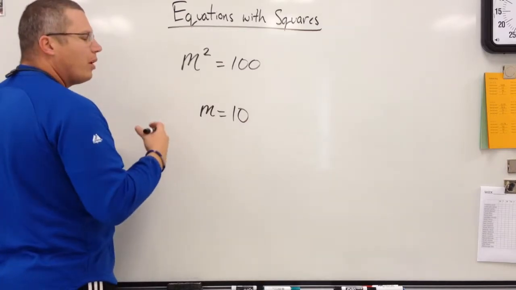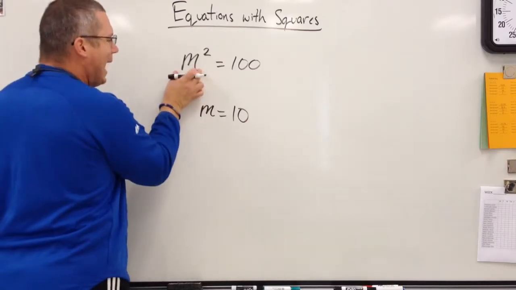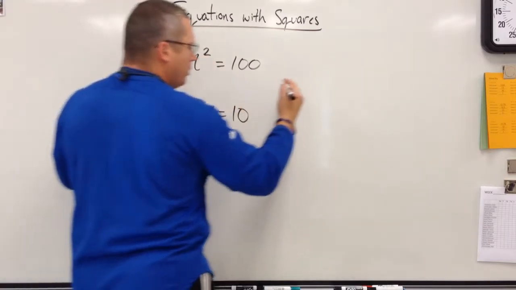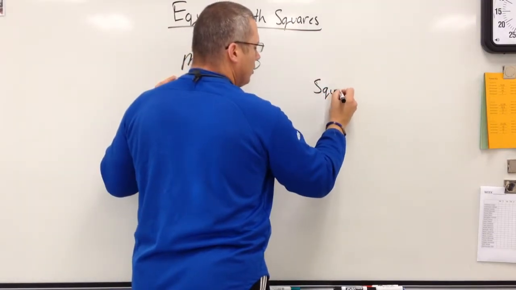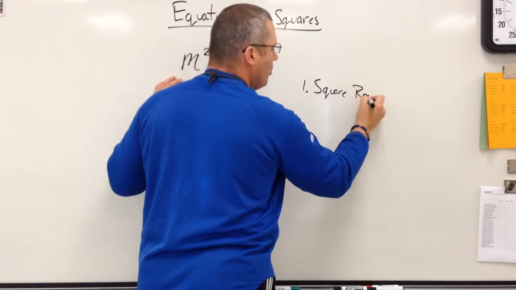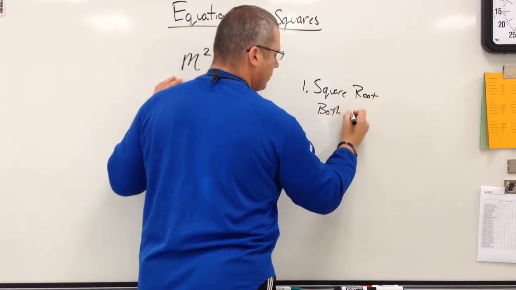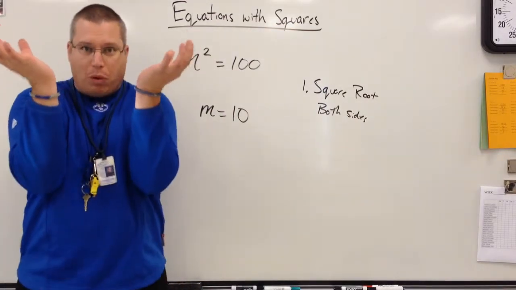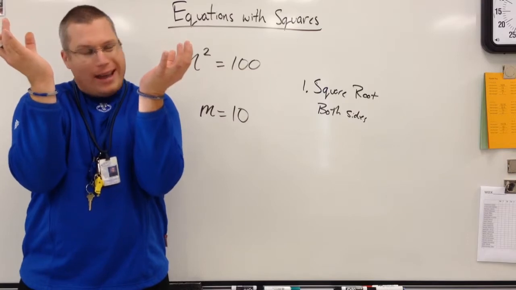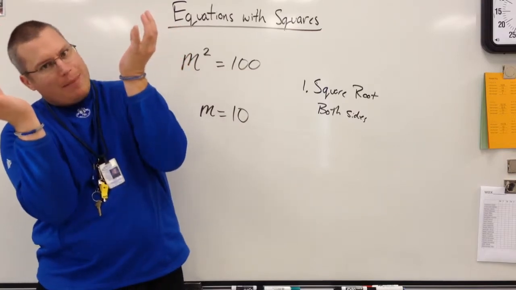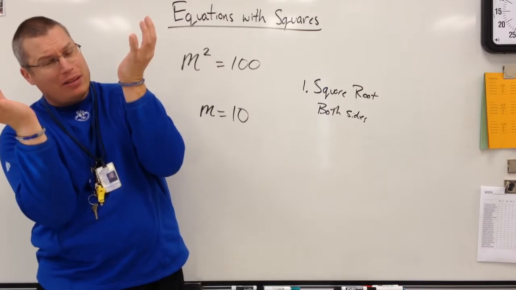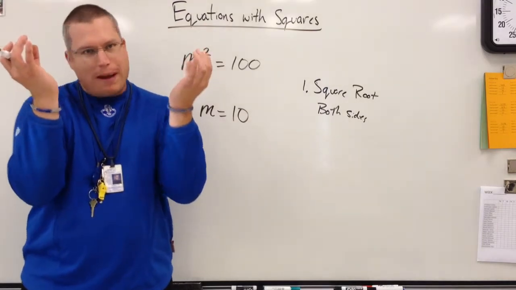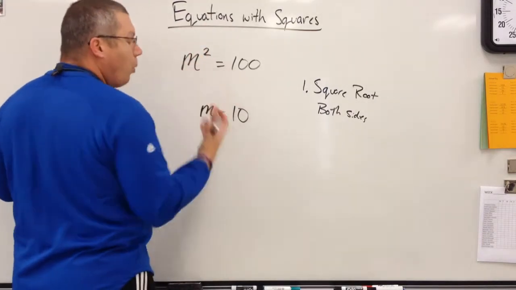So what we're going to do is the opposite, or the inverse, of what's happening to the m. Right now the m is being squared. So my step 1 is going to be to square root both sides. And it needs to happen to both sides, because in an equation which is equal, if you do something to one side and don't do it to the other, then all of a sudden my seesaw, or my balanced equation, is not going to be balanced anymore. So if you do it to one side, you have to do the same thing to the other so it still remains balanced.